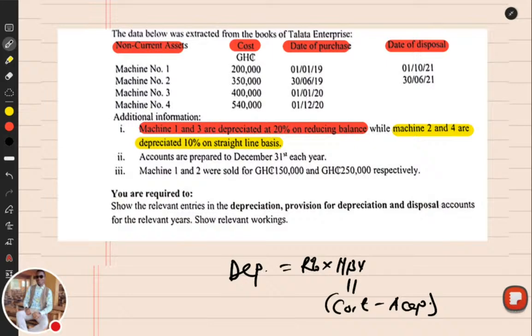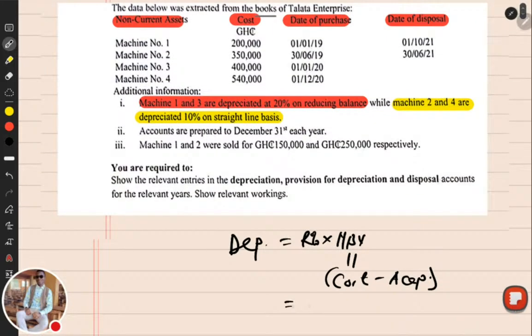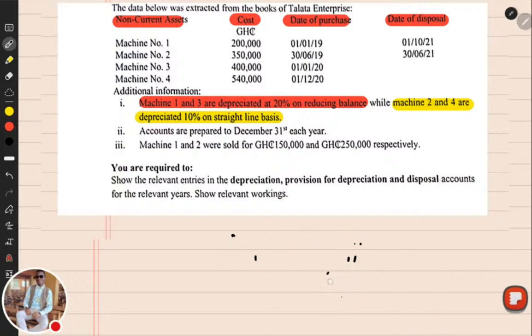But with straight line, depreciation is always equal to the original cost of the asset multiplied by the percentage rate, and you are good to go. Or, formula-wise, it is cost minus residual or salvage value, if any, divided by the estimated useful life. Let's take note of that as we move along. Let's read the question and continue reading so that we see what they are trying to tell us.